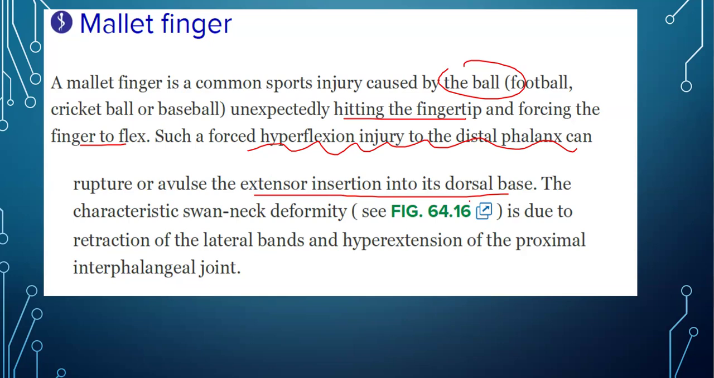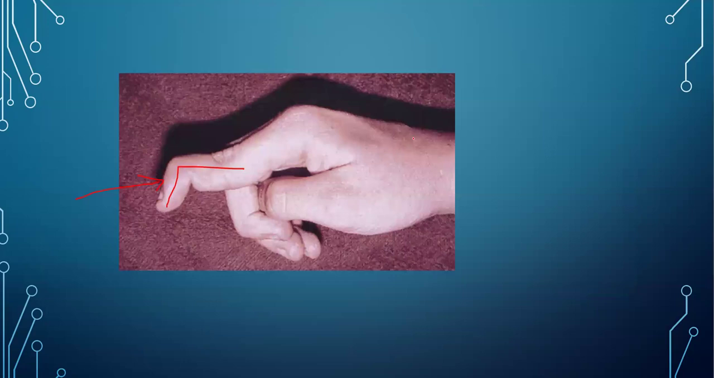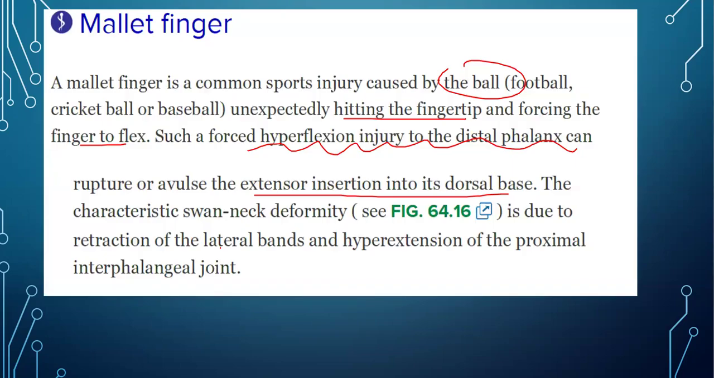So the easiest thing to remember is that if a ball hits the tip of the finger and the patient is no longer able to extend the distal interphalangeal joint, so no longer are they able to extend the finger at the DIP, that's mallet finger. Kind of a swan neck deformity, right?